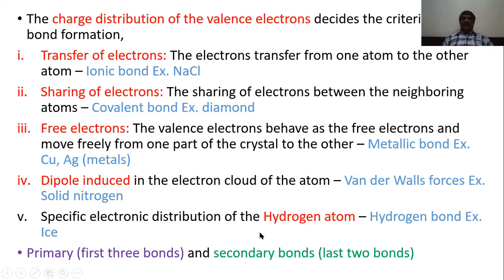The last criterion is due to a specific nature of the atom, the single electron and single proton, and the only example of such an element is the hydrogen atom. The hydrogen atom has only one electron in its orbit and only one proton in its nucleus. Due to this, a very strong bond is formed between the hydrogen atom and highly electronegative atoms like chlorine, fluorine, oxygen, etc. This is the hydrogen bond, and the best example is the solid form of water, that is ice. Out of these five bonds, the first three, ionic bond, covalent bond, and metallic bond, are called primary bonds, while the last two, van der Waals bond and hydrogen bond, are called secondary bonds.